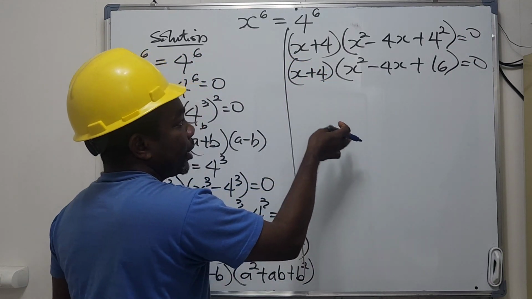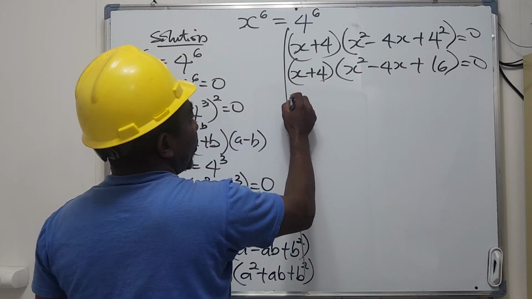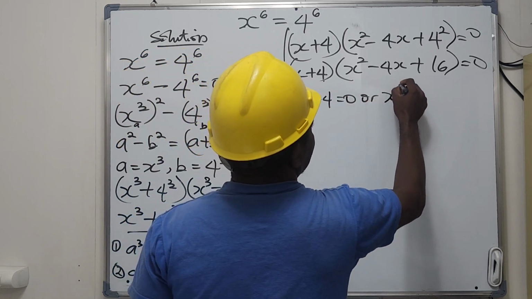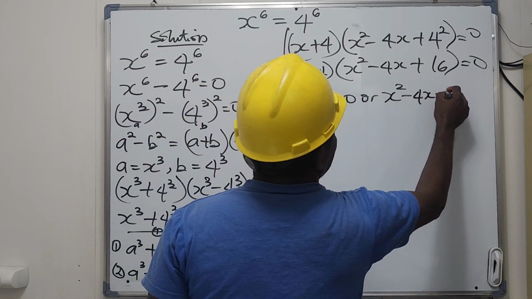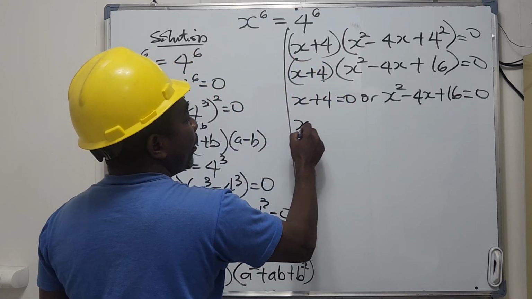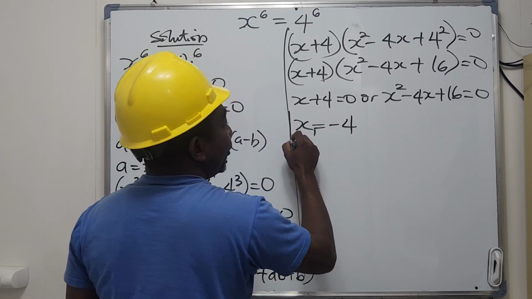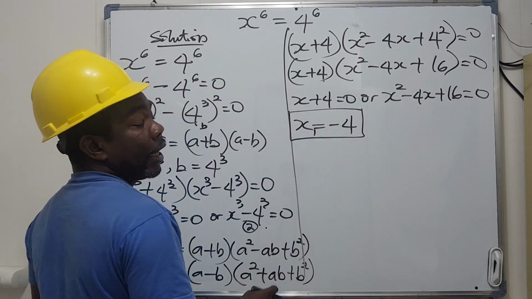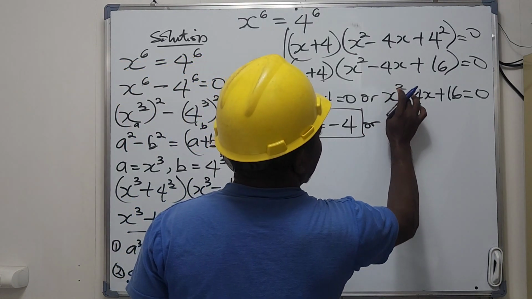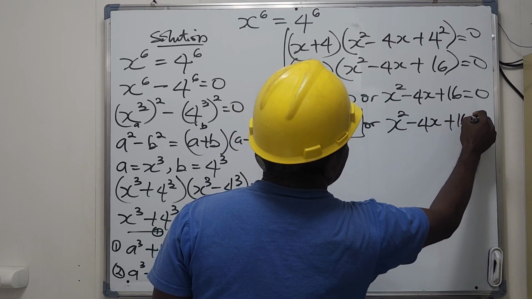So we have two parentheses here. It is either the first one equals 0 or the second one equals 0. So in this case, we have x plus 4 equals 0, or we have x to the power of 2 minus 4x plus 16 equals 0. This first one, we have the value of x equals minus 4. This is the first value of x that we have in this equation. Or we have this second one where we have x to the power of 2 minus 4x plus 16 equals 0.